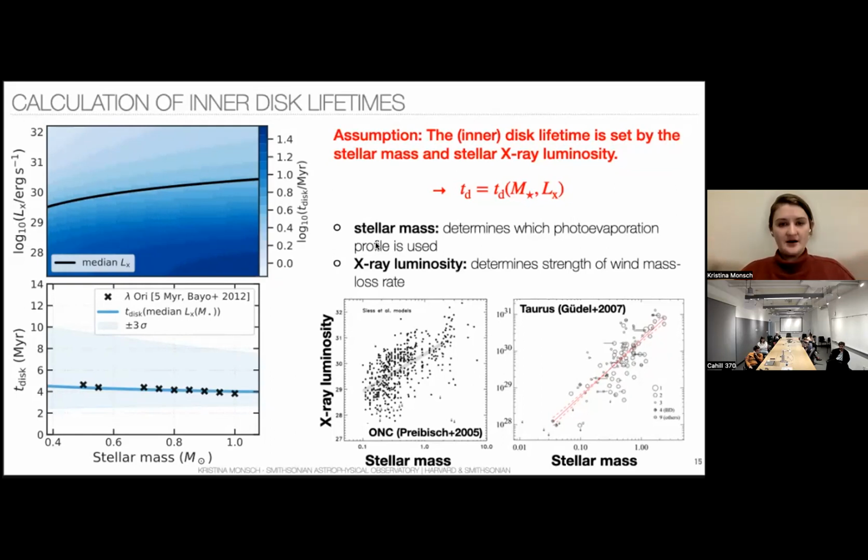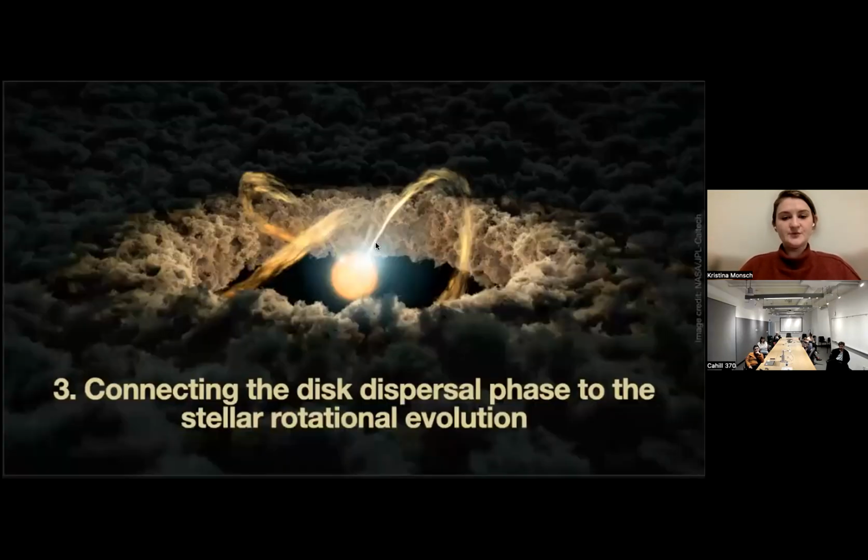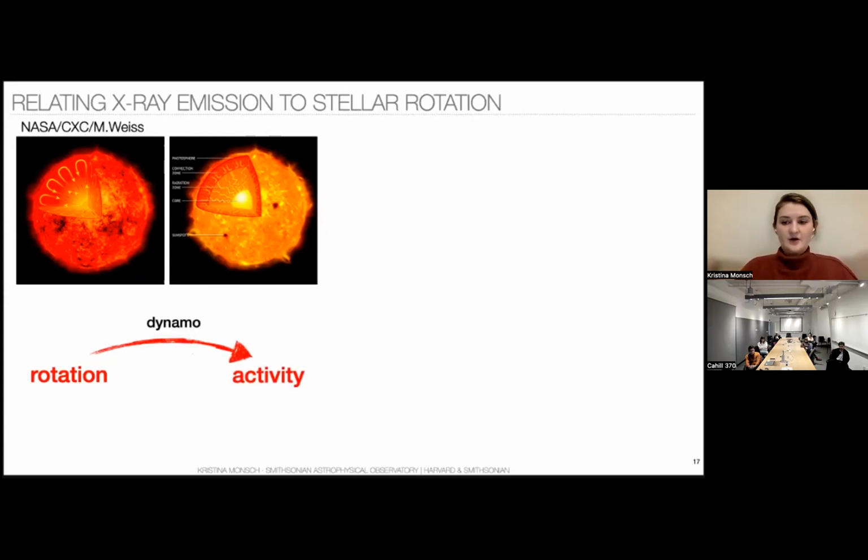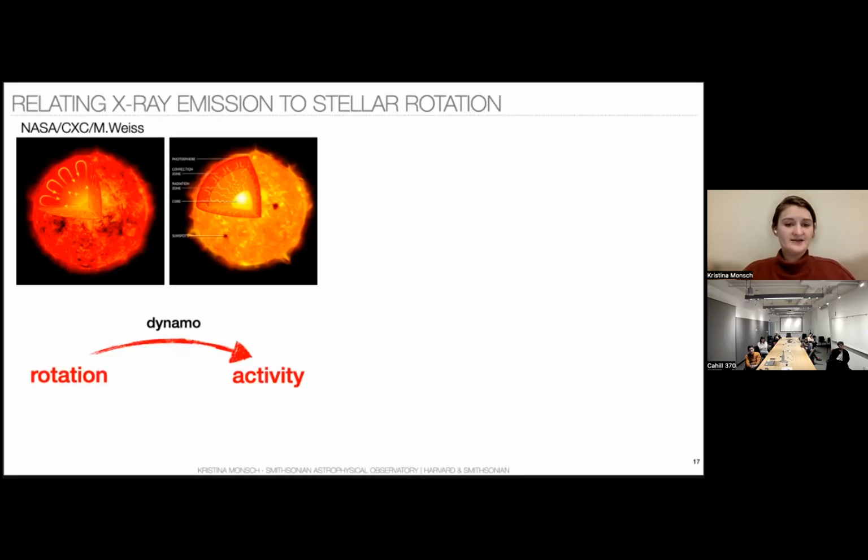So now let's finally talk about stellar rotation. So how do we connect the dispersal phase to the stellar rotation evolution? So these two sketches show the internal structure of a fully convective star here on the left and a partly convective star here on the right. So low mass stars have convective envelopes, and these generate magnetic fields under the surface. And the faster these stars rotate, the stronger these magnetic fields are, and also the magnetic activity becomes. But also magnetic activity controls stellar rotation through magnetic braking.